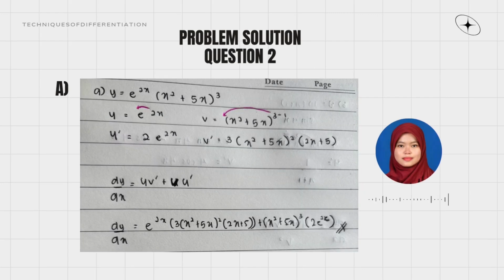To solve question A, let u equals e to the power of 2x, then u prime equals 2 times e to the power of 2x. Let v equals x squared plus 5x cubed, then v prime equals 3 times x squared plus 5x squared times 2x plus 5. Then using the product rule, which is dy over dx equal to u v prime plus u prime v, then substitute to get the final answer.